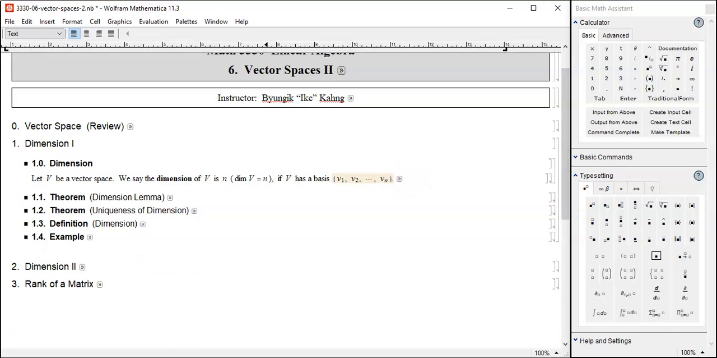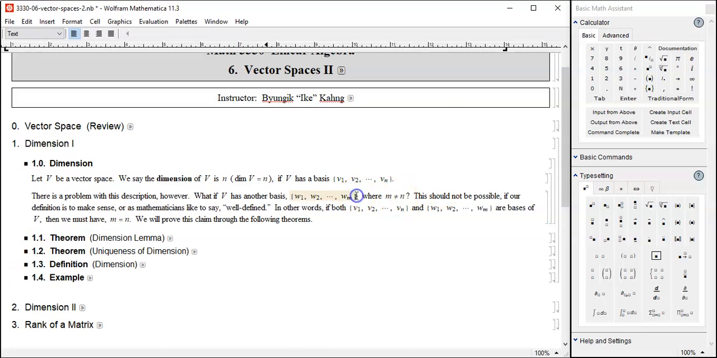But we may have a bigger problem. What if we have another basis, W1, W2, W3, all the way to Wm, for example, where m and n are different? How about a basis with 3 basis vectors, and then also a basis with, say, 7 basis vectors? What's the dimension of that vector space? Is it 3 or is it 7? Neither? Of course, not well defined in that case. So in order to have a well-defined concept of dimension, we have to have this uniqueness.